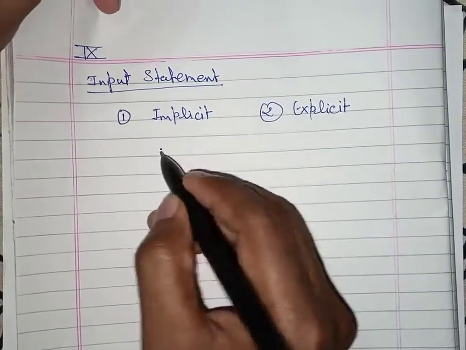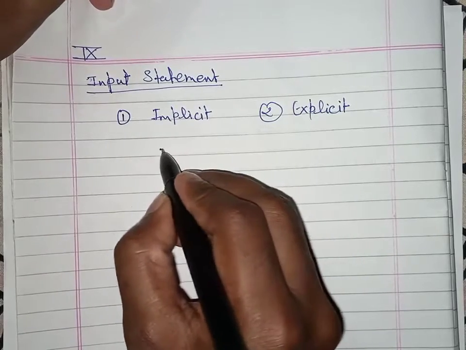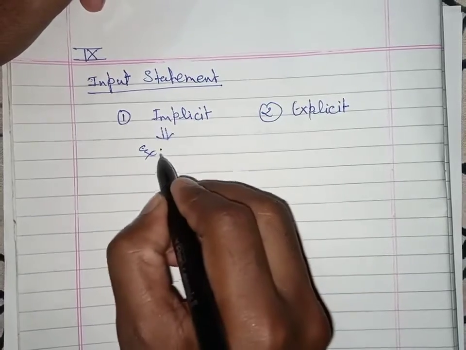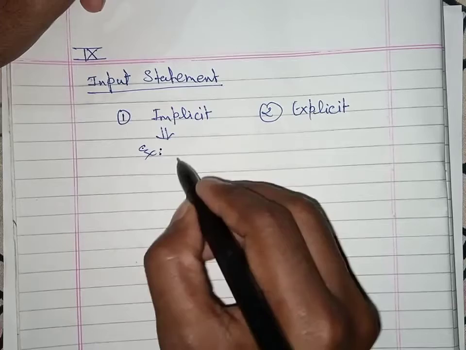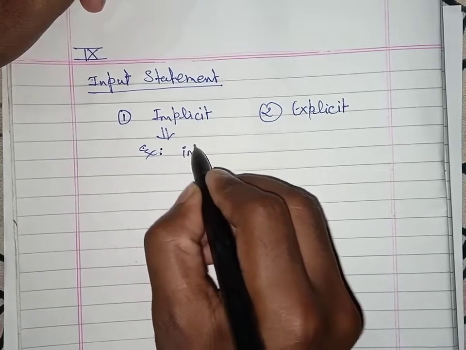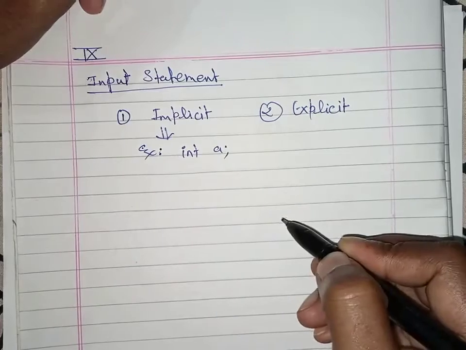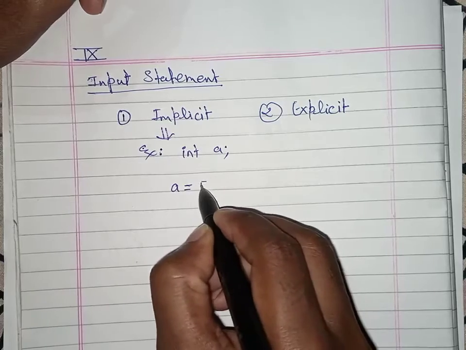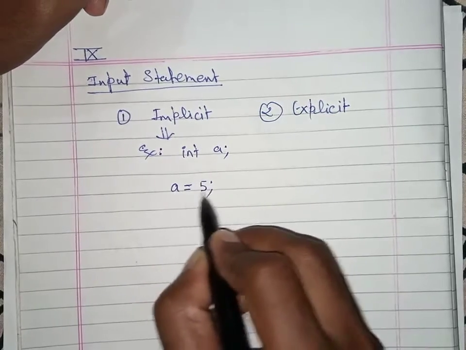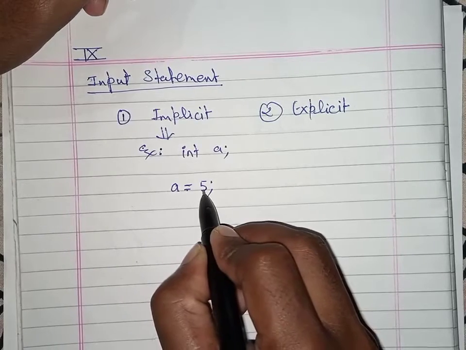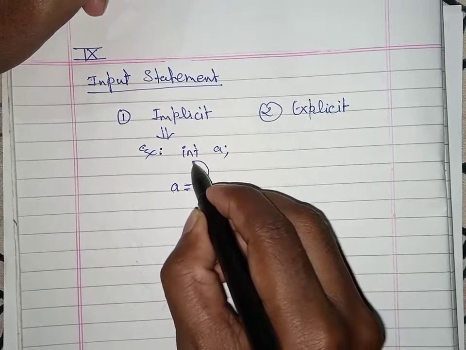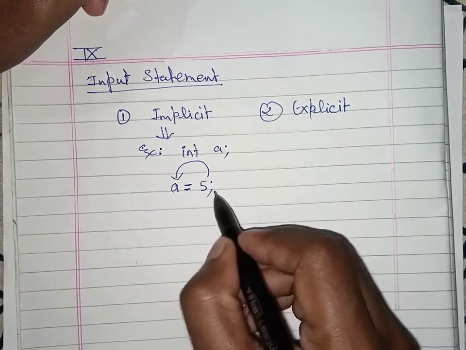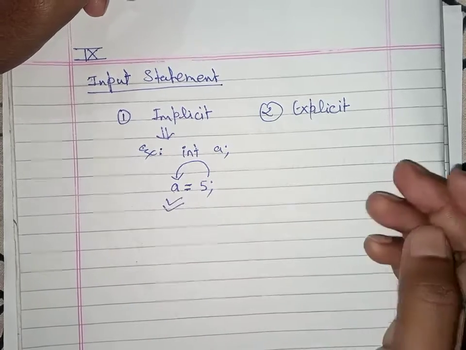For example, in implicit, suppose we have a variable, integer a. If I put a value, suppose my value is 5, like this, a assignment operator 5, it means I am putting the value 5 into the variable directly using this assignment operator. This is called implicit input.